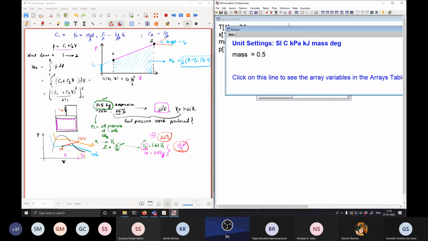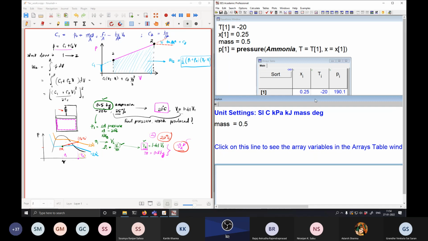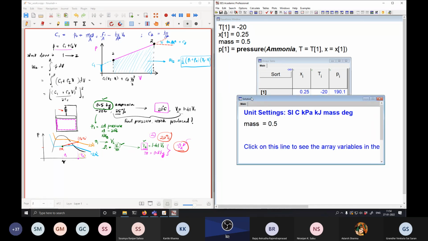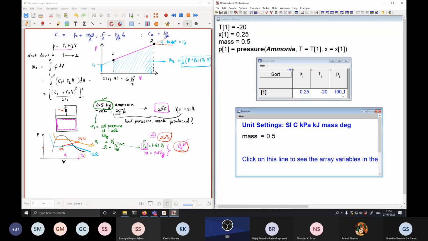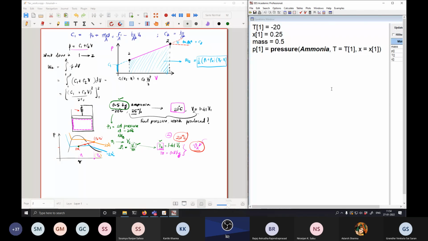Okay, where is the window? Here it is. So we get a saturation pressure of 190.1 kilopascal. What does that mean? That this pressure is 190.1 kilopascal.